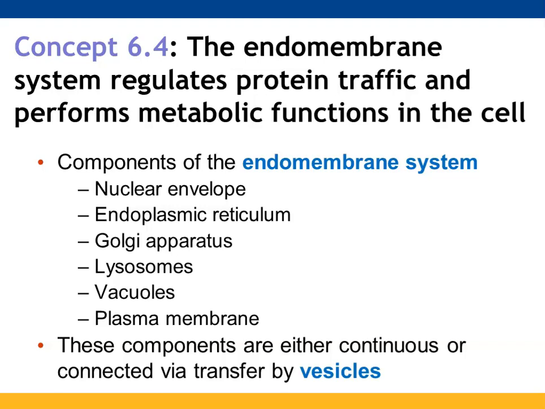So the endomembrane system is what is able to help to get the pieces that make up your protein and then the proteins themselves from one point to another. So it's basically your factory. So you can have components be transferred between these either continuously, or they can be moved between different components using vesicles. So you're going to go from your nuclear envelope to your ER to your Golgi apparatus, and then depending on what the function is, it could go to a lysosome, it could go to a vacuole, or it could be headed towards a plasma membrane.